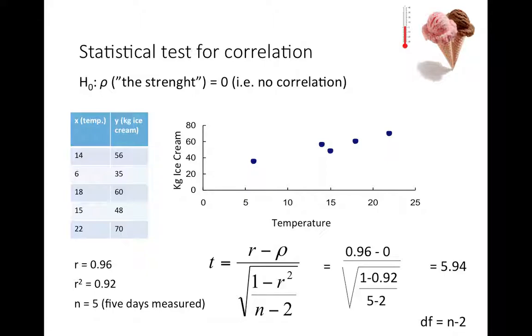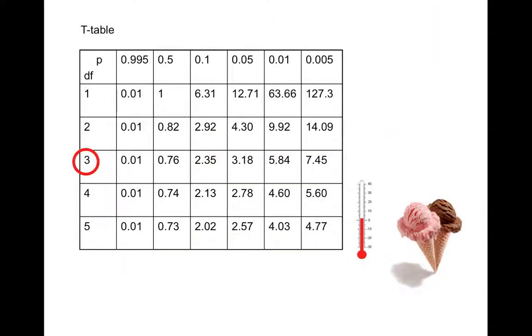As usual, we check in a t-table what p-value a t-value of 5.94 corresponds to for 3 degrees of freedom. We see that a t-value of 5.94 falls somewhere between a p-value of 0.01 and 0.005. That means that we can reject our null hypothesis of no correlation and accept our alternative hypothesis that there is a statistically significant correlation between morning temperature and ice cream sales.